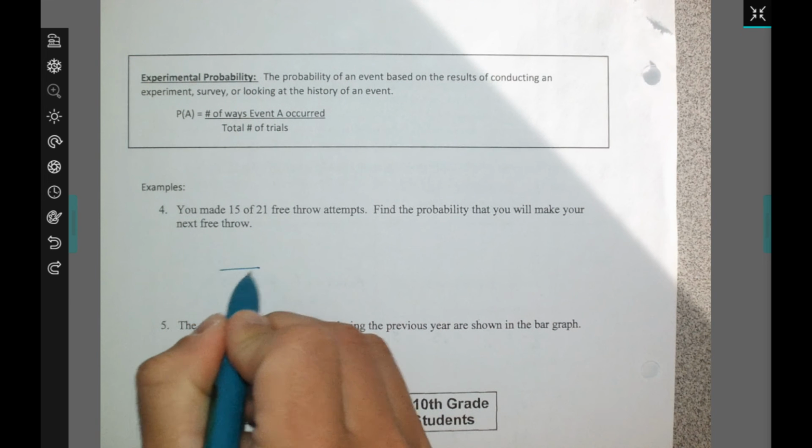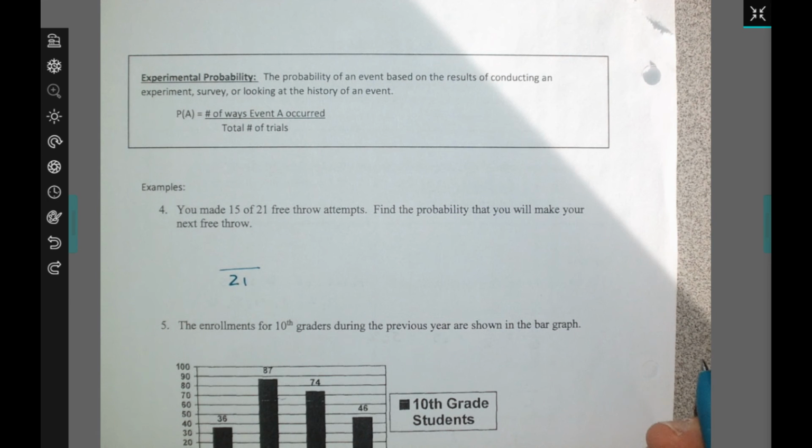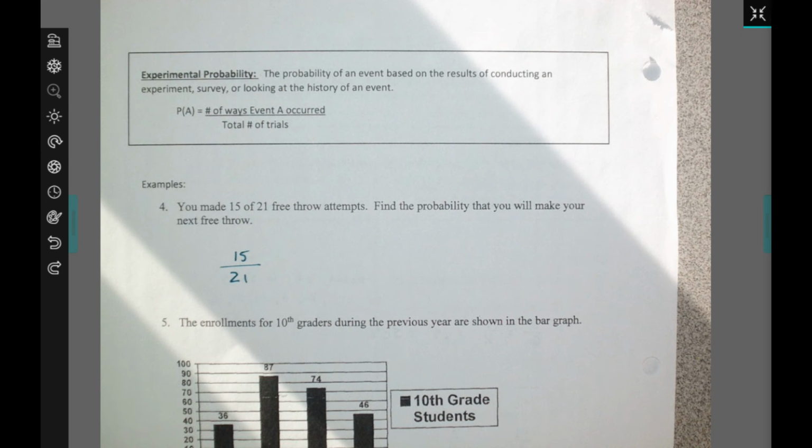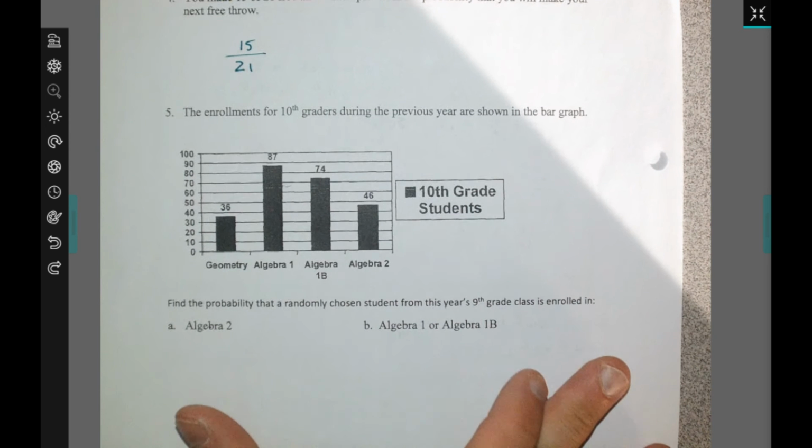You put your total number of trials down below. So they're 21. You made 15 of them. That's your probability. Done. Actually, I'm going to go run and do 5 as well.